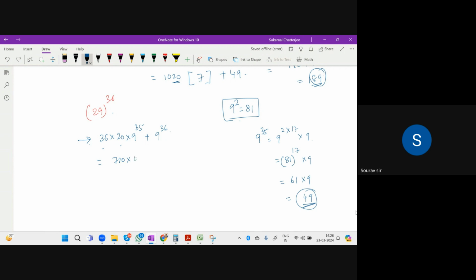Correct? Into 49, and 9 to the power 36 will be 81 to the power 18, which will be 8 8s are 64, 41. So plus 41. So 49 into 20, 49 into 2 is 98. You just need the last two digits, plus 41, which is 139. So 39 are the last two digits. Is it clear?